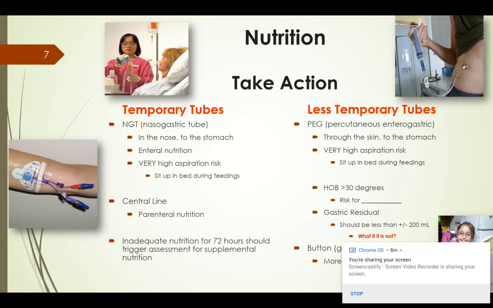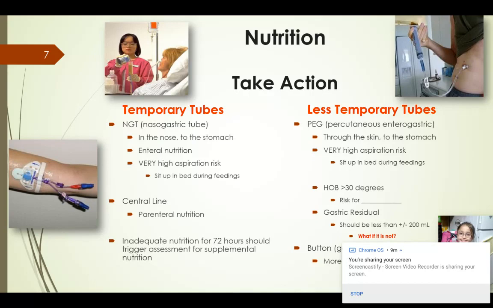And then we have more permanent options. This is for when we have patients who need more long-term therapy. We have a PEG tube. This is going to go percutaneous enterogastric. It goes through the skin into the stomach. We do still have an extremely high aspiration risk for these patients. Again, we want to make sure we're sitting up the head of the bed to 30 degrees before, during, and after feeds. PEG tubes are what you can see in this picture at the top here. It's just inserted through the skin, and the tube is always there. There is risk for skin breakdown. We want to make sure we're always assessing the skin around this site as well.